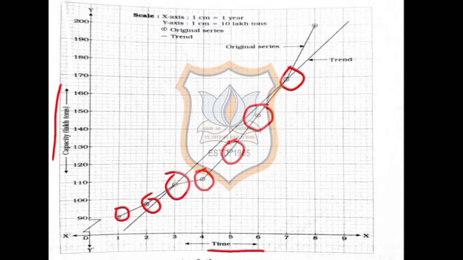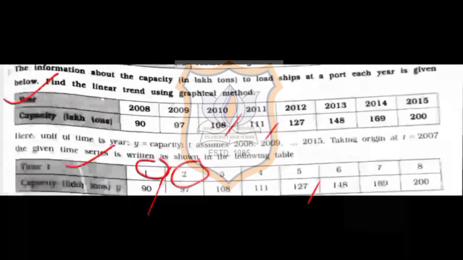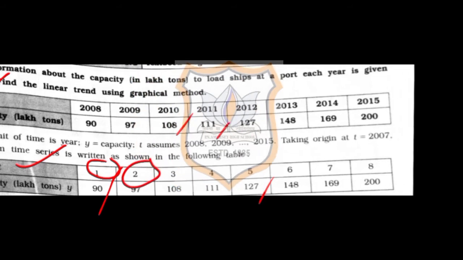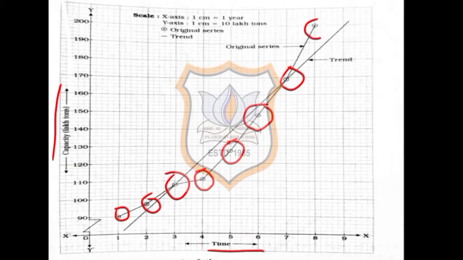You know how to plot the graph, so in that way you plot it. The next is 8, the value is 200. So this is the value for 8. Now what is our next step? Draw the curve which is passing through the points. So like this we will plot, and this will be the curve.